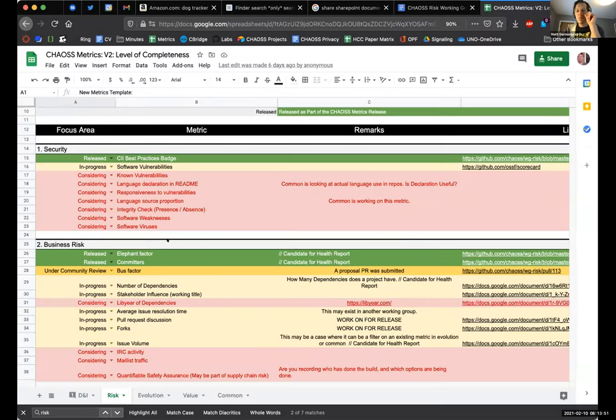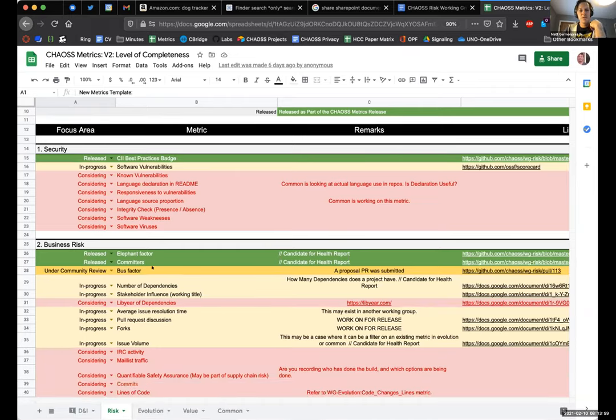So I know that if I share my screen here again, let's see how to do this again. So Willem, can you see that? Yeah. Okay. In the risk working group, this is the spreadsheet that we use to kind of track metrics that we've been developing. I think maybe you've seen this before, maybe not.